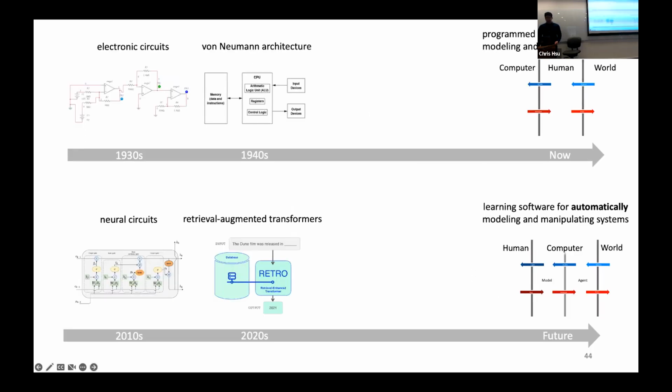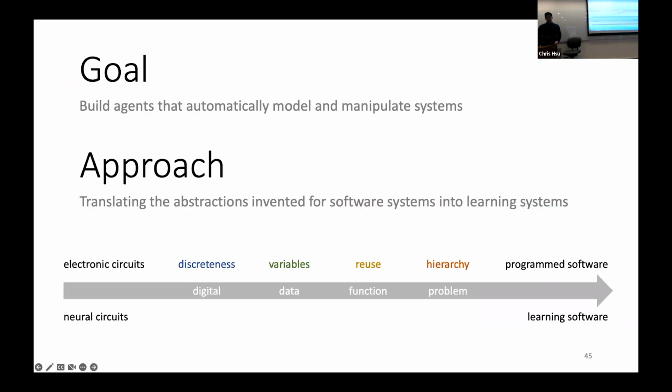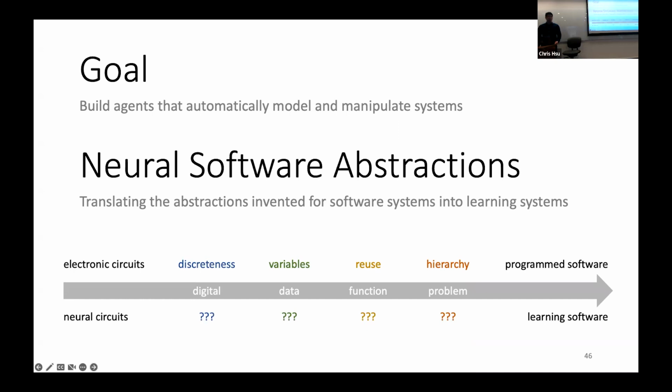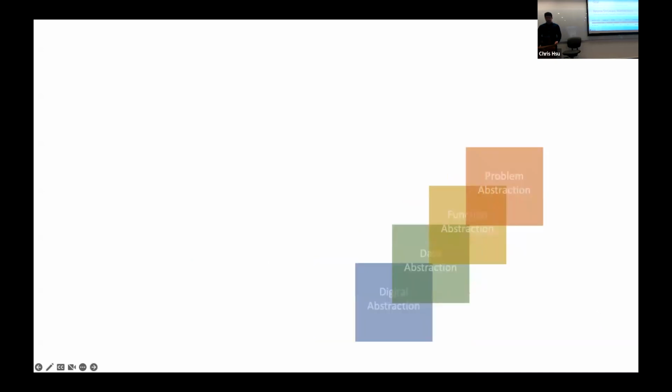So concretely, I'm going to talk about 4 examples of the abstractions humans have invented for scaling electronic circuits to modern software systems, such as the digital abstraction, data abstraction, function abstraction, and problem abstraction. I'm going to deconstruct the underlying principles that made these abstractions powerful, and use these principles to design neural networks that exhibit many of the same properties and benefits that we get from digitization, variables, reusable computation, and hierarchy without explicitly defining these abstractions themselves. So I'm going to call this line of work neural software abstractions.